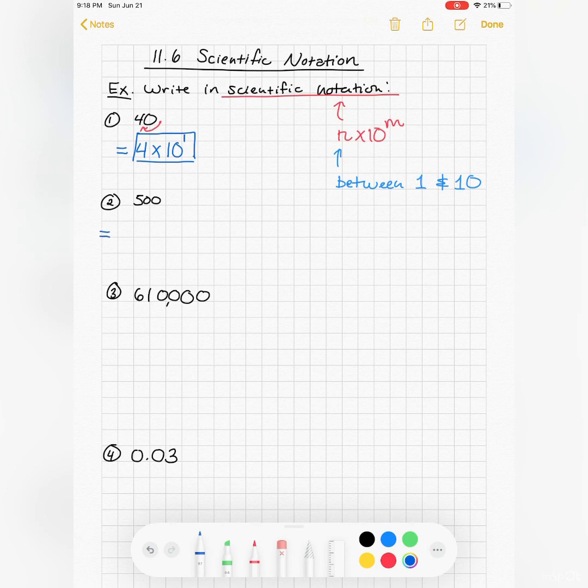Here's another one. How many places do I have to move the decimal left here to get a number between 1 and 10? 2. So this is 5 times 10 to the second. For these simple ones, you can check it, right? Because 5 times 10 to the second, 5 times 100, is 500.